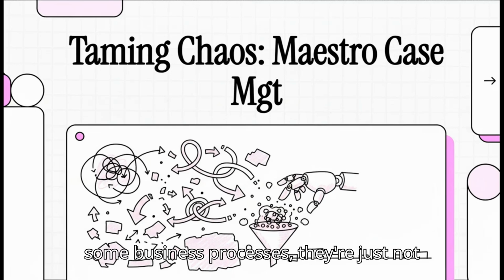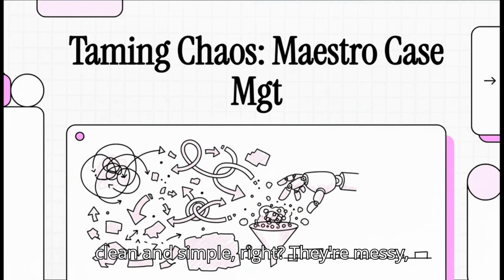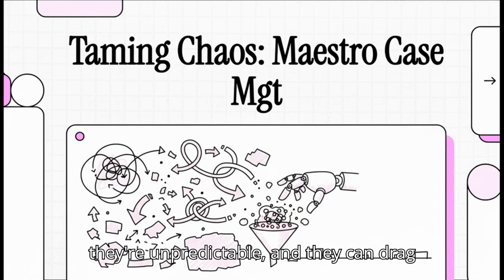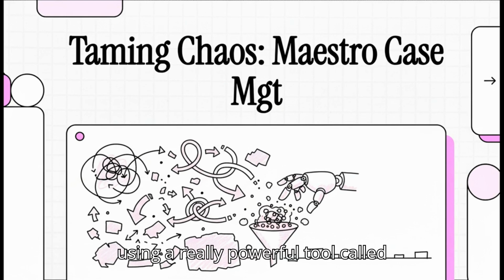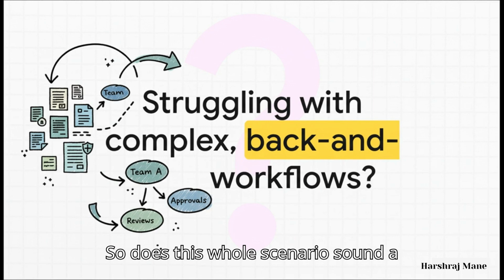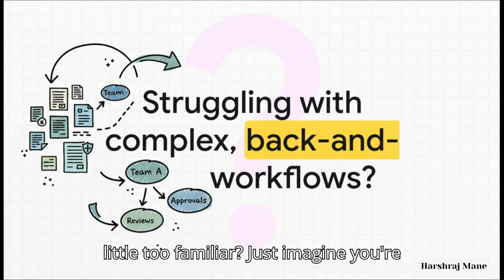Some business processes, they're just not clean and simple, right? They're messy, they're unpredictable, and they can drag on for weeks. So today, we're going to dive into a new way to tame that chaos using a really powerful tool called UiPath Maestro Case Management. So, does this whole scenario sound a little too familiar?